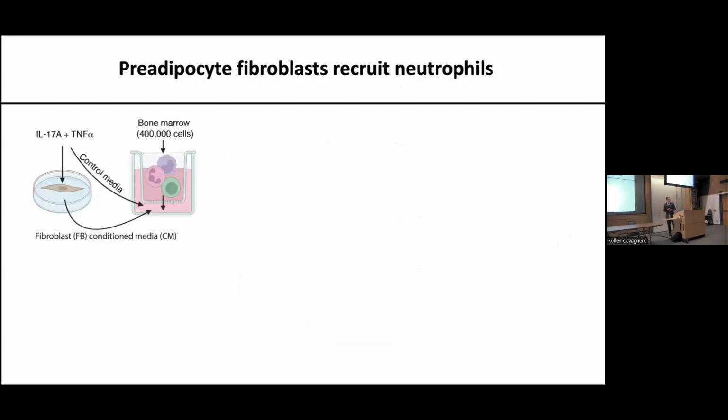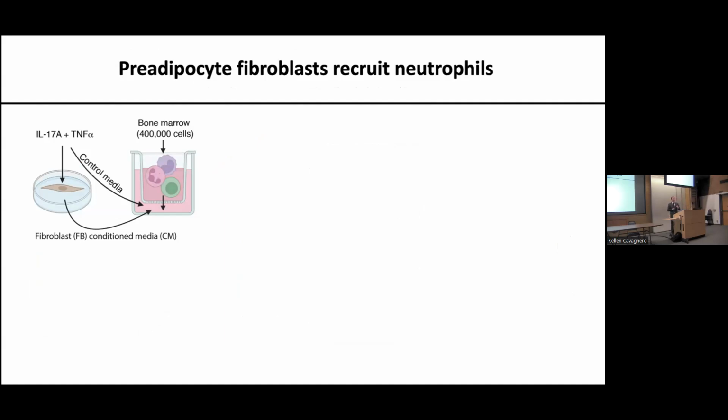Now, back to the function of these chemokines, now that we know a bit about the mechanism. So to test what these chemokines are actually doing, we performed a transwell migration assay. In this assay, we have a well, and that well has a membrane in it. And the membrane is cell permeable. The cells can pass through.